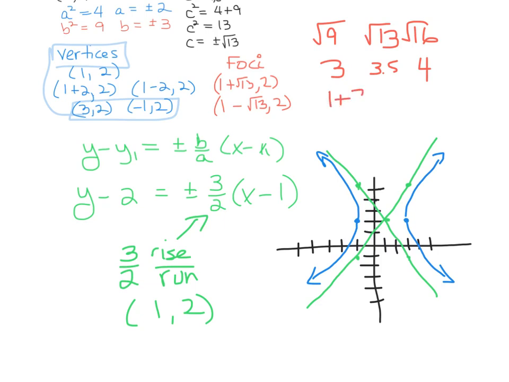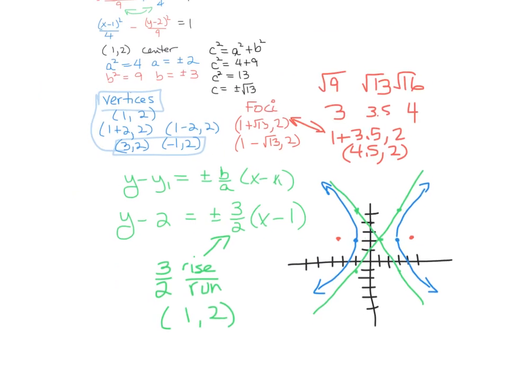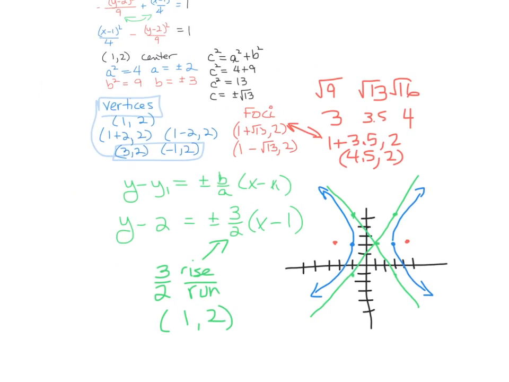So 1 plus 3.5, so I'm plugging it in here. So 1 plus 3.5, comma 2. So I'd graph the ordered pair 4.5, comma 2. About here. And then I could also minus it. So I'm just going to make it the same distance away. So put it about here. So that is the graph of a hyperbola, using completing the square to get it to standard form, and then finding the vertices, the foci, and the asymptotes.